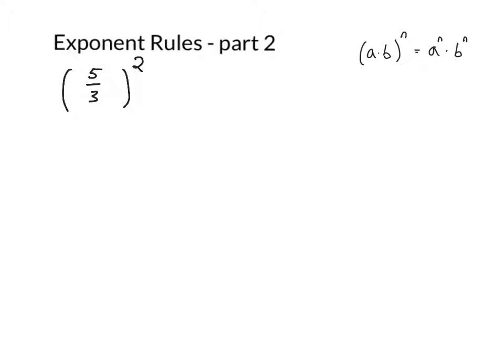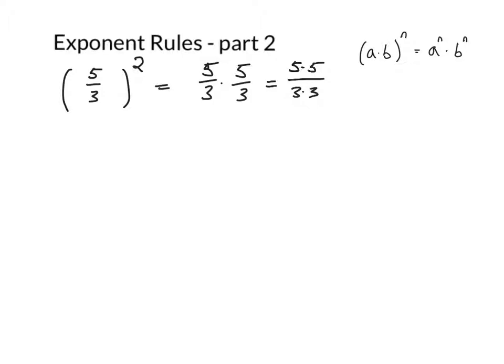So just like we did before, what we have is this fraction 5 over 3. I'm squaring it, so that's going to be 5 divided by 3 times 5 divided by 3. So I'm taking whatever's inside the parentheses and I'm multiplying it by itself. That's squaring it. All right, so we have fractions here, and we're multiplying them. So what I can do is multiply the numerators and multiply the denominators. So this is 5 times 5 divided by 3 times 3.